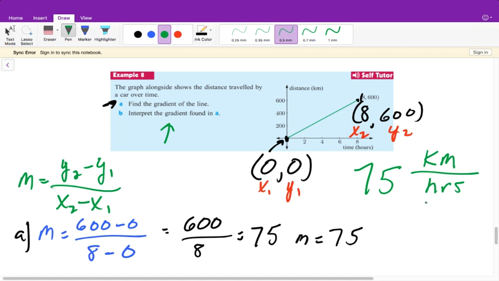So we would say that this car drove 75 kilometers for every single hour. All right. It's not saying that that's the speed that they necessarily drove the entire trip, that from the beginning they just zoomed right off to 75 kilometers an hour and never slowed down. It's just over the entire trip. On average, they were traveling 75 kilometers per hour.